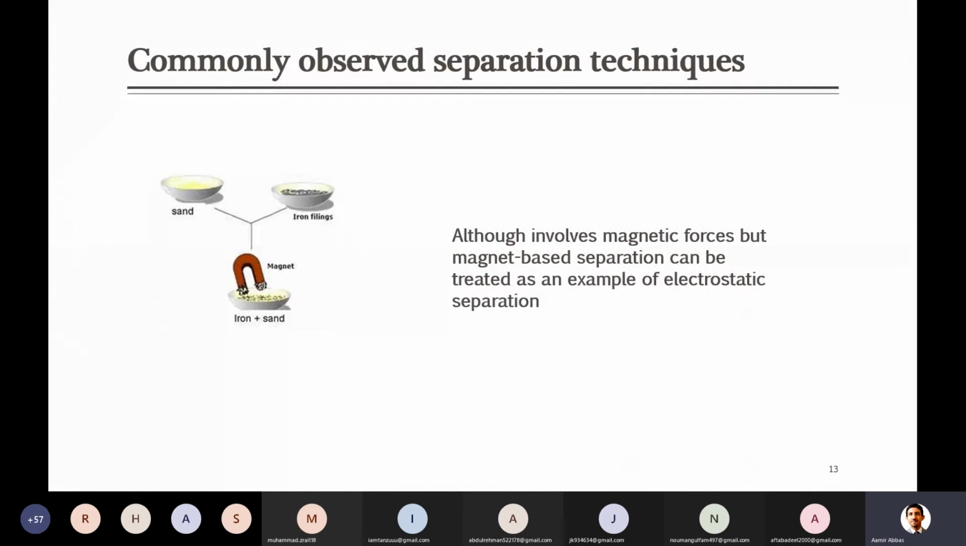But this technique is not that much applied. If you want to separate iron, maybe in some industry which involves ores or these kinds of things, you can use it there, but it is not that commonly used in industries.